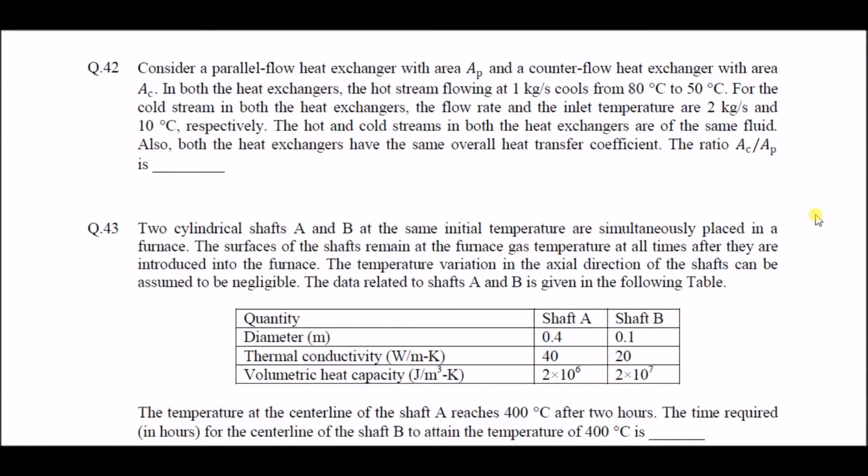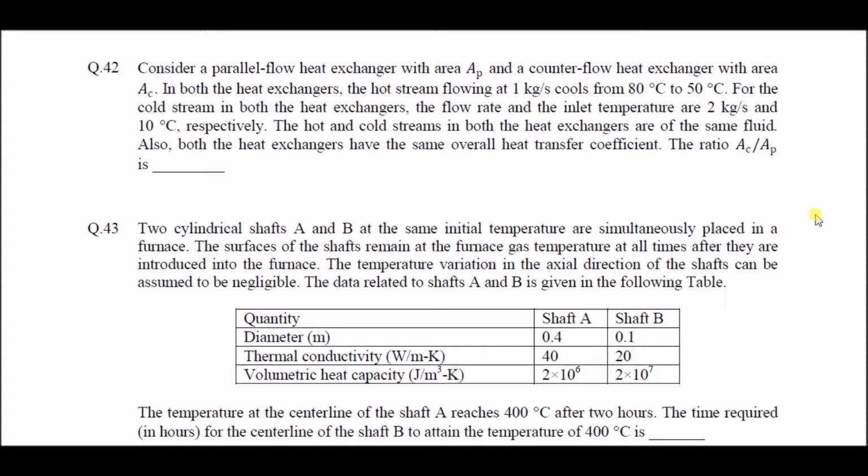Question 42. Consider a parallel flow heat exchanger with area AP and a counter flow heat exchanger with area AC. In both the heat exchangers, the hot stream flowing at 1 kg per second cools from 80 degrees to 50 degrees. For the cold stream in both the heat exchangers, the flow rate and the inlet temperature are 2 kg per second and 10 degrees respectively.